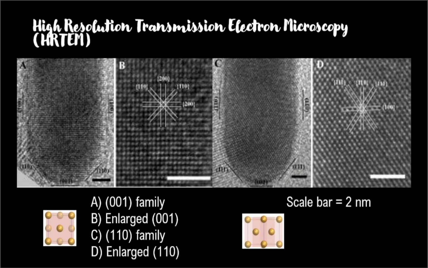I also have an example from a paper of high-resolution TEM. For the first pictures A and B, B is the enlarged version of A, and so D is an enlarged version of C. B shows the 001 family, which is a pattern like this, and I also screenshot the plane. It looks like this. And for D, it is the 110 family. This is the plane I screenshot. It looks like this, and also similar here.